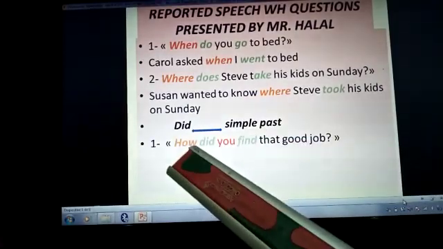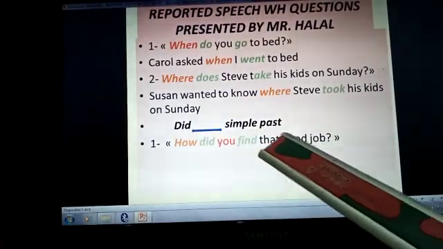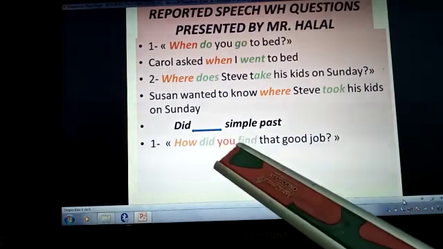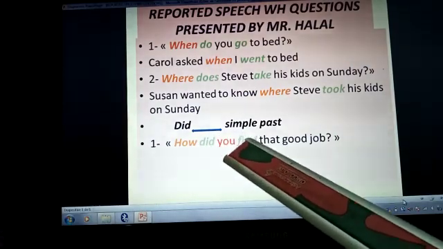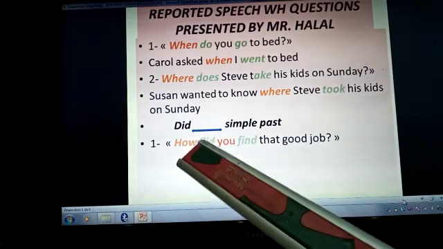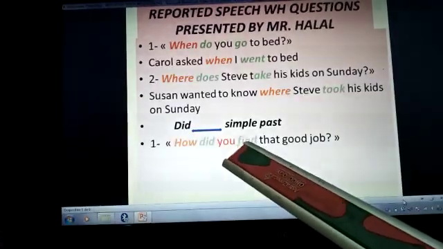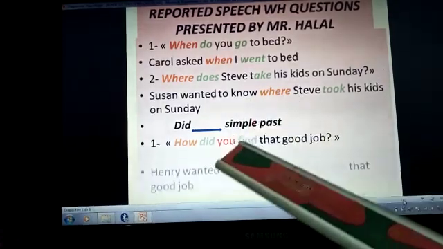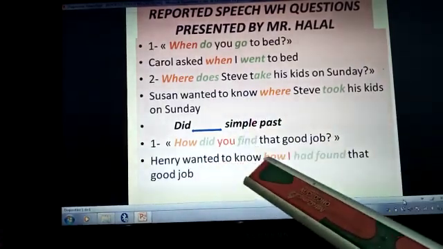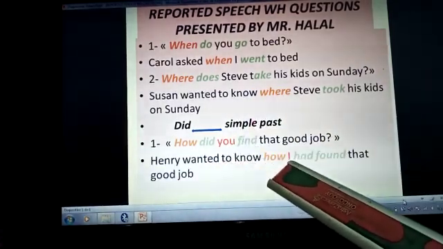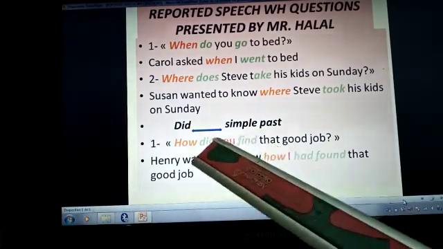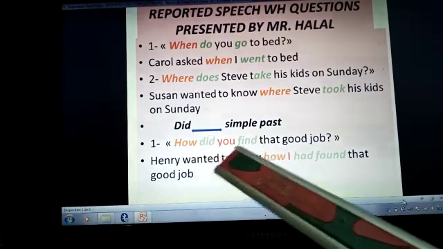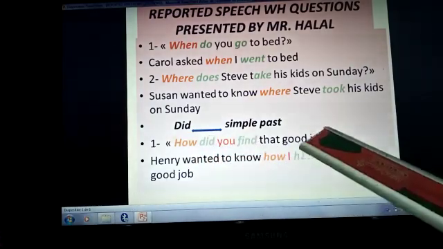Example number 1. How did you find that good job? How is a WH question. Did find, did you find? So find is in the past because did is an auxiliary which shows that the verb is in the past. So past becomes past perfect. When we report this sentence, it becomes Henry wanted to know how. We repeat the WH question. Subject, you becomes I. And did find becomes had found, past perfect. Simple past becomes past perfect.